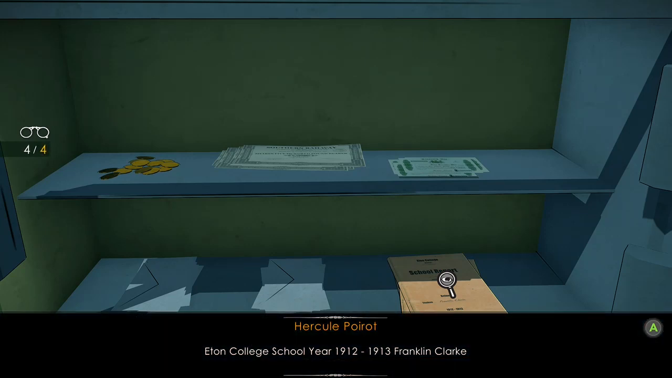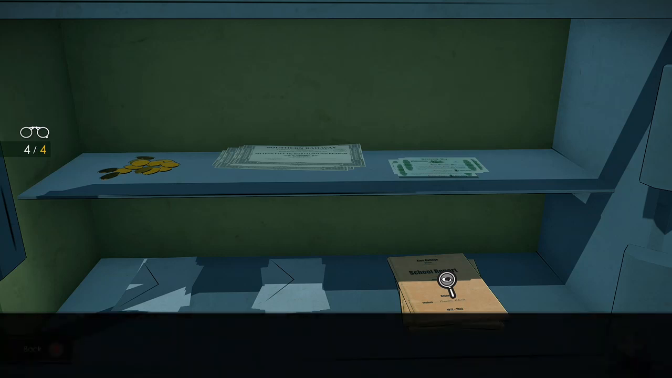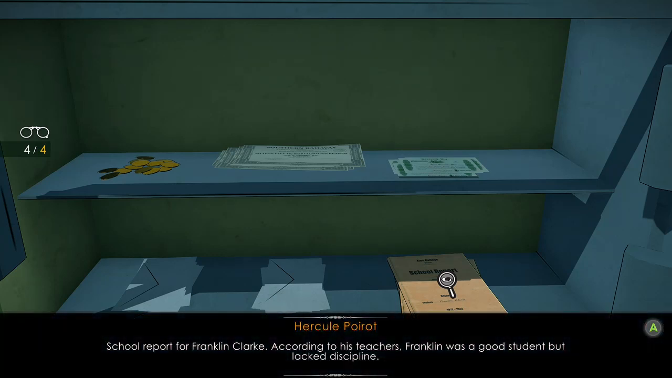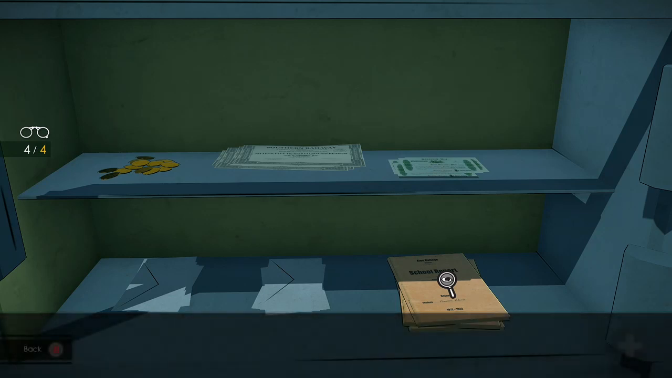Eton College School Year, 1912-1913, Franklin Clark. School report for Franklin Clark. According to his teachers, Franklin was a good student, but lacked discipline.